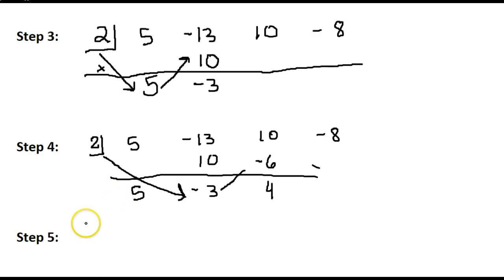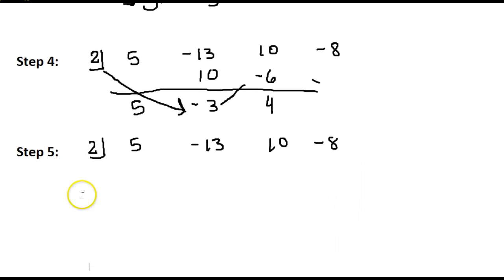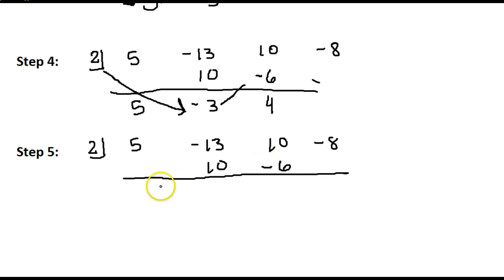Okay, so step 5. Again, we have our r value on the left. Coefficients are 5, negative 13, 10, and negative 8. And below that, we have our equal bar. And under the negative 13, we have a 10. Under the 10, we have a negative 6. And under the equal bar, we have our 5 we brought down, our negative 3, and our 4.